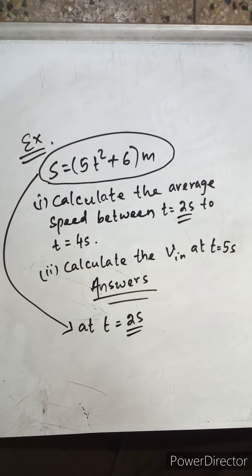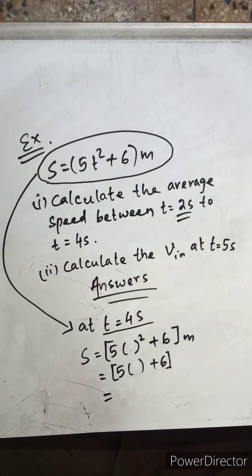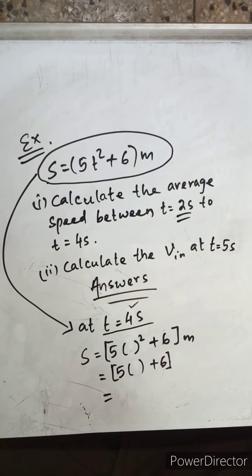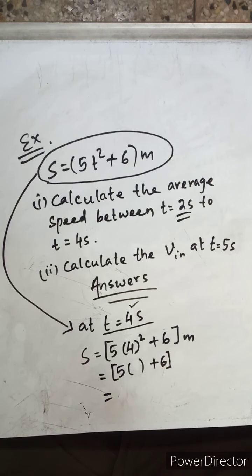So what was its position at t equal to 2 seconds? In the above formula I just have to substitute the value 2 instead of t, that is 5 into t square plus 6. So 5 into 2 square plus 6, that is 5 into 4 plus 6, which is equal to 26 meters. This is the position at t equal to 2 seconds. Similarly, for t equal to 4 seconds, I substitute the value of t as 4. So 5 into 4 square, 5 into 16 plus 6, that is equal to 86. This is the position at t equal to 4 seconds.